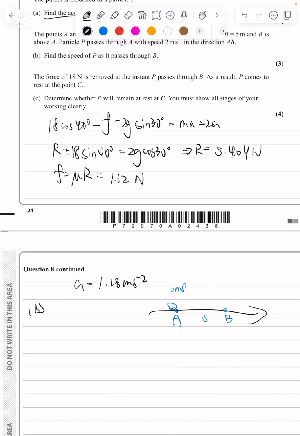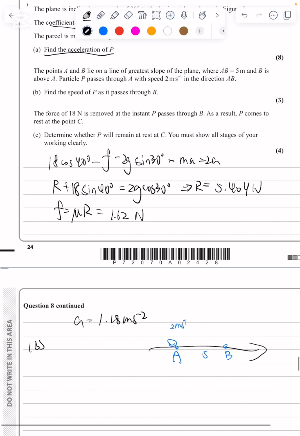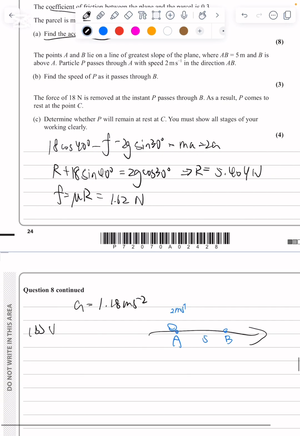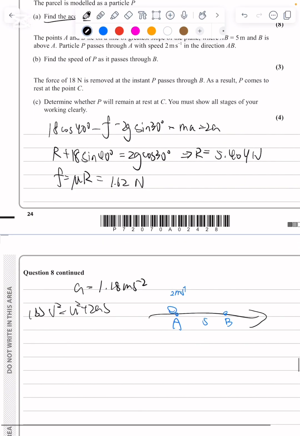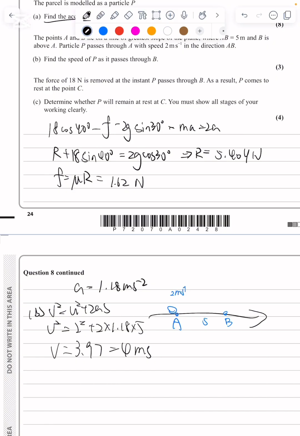So v squared equals u squared plus 2as. This is the easiest way to find it, I think. 2 squared plus 2 times 1.18 times 5. And then we will get v is the square root of 4 plus 1.8, 3.97. So that's like 4. Let's just call it 4.